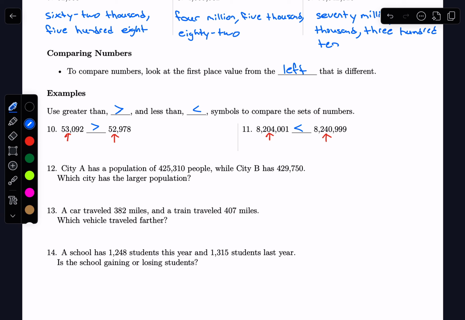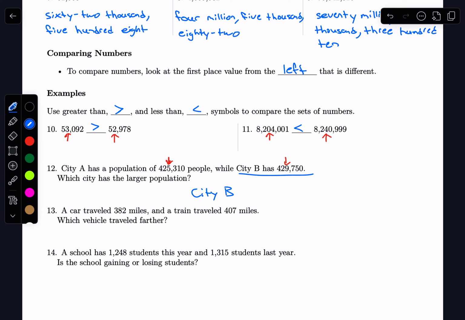Number 12, City A has a population of 425,310 people, while City B has 429,750 people. They both have 400,000, they both have 20,000, but then we have 425 versus 429. So the 5 and the 9 are the first place value from the left that's different. And since 9 is bigger, that means that City B is going to have the larger population.